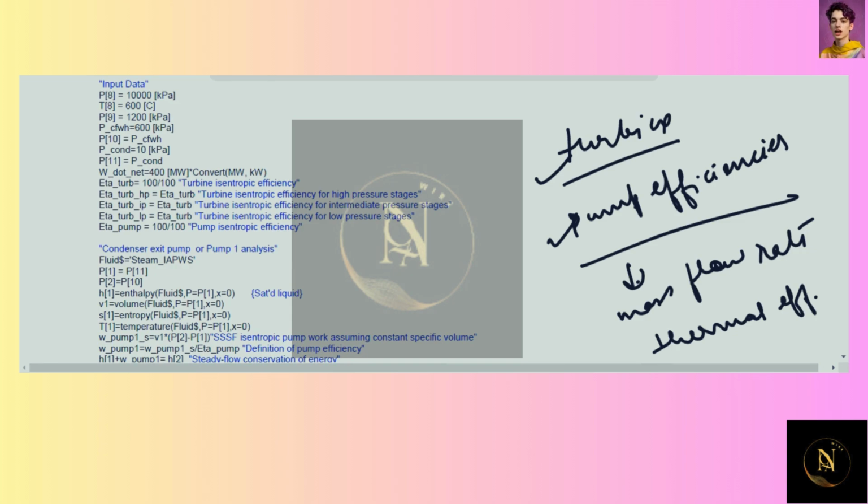As you can see here, these are the input data that we have: the turbine isentropic efficiency for higher pressure stages, for intermediate and low pressure, pump isentropic efficiency, boiler pressure, condenser pressure, all is there. Now there are certain things that you have to see here.